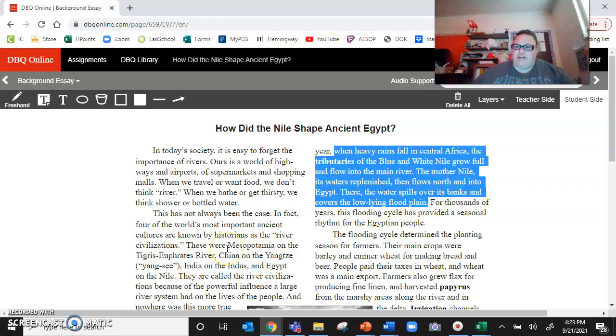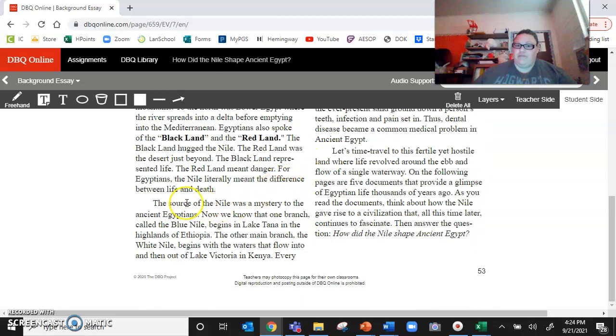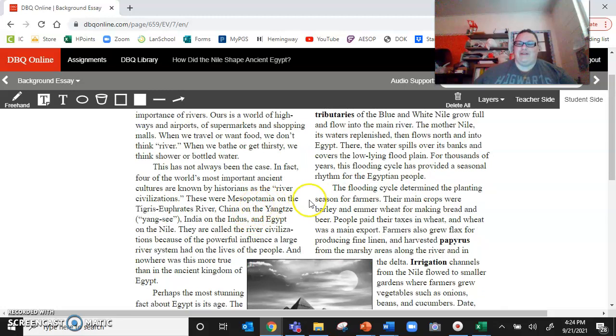We're trying to figure out tributaries, right? So, tributaries, the Blue and White Nile grow full and flow into the main river. Heavy rain falls in Central Africa, the tributaries of the Nile. Oh, wait a minute. The Blue and the White Nile are tributaries. So that means that tributaries are not just sources, but sources of what? Good, they are the sources of the water. Well done. Pause to write your answer.